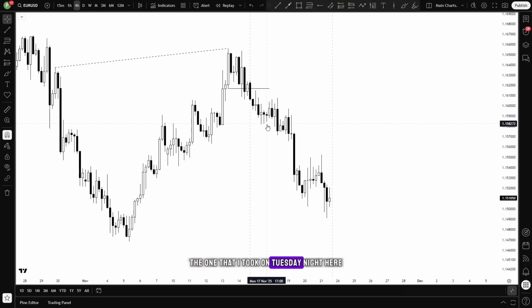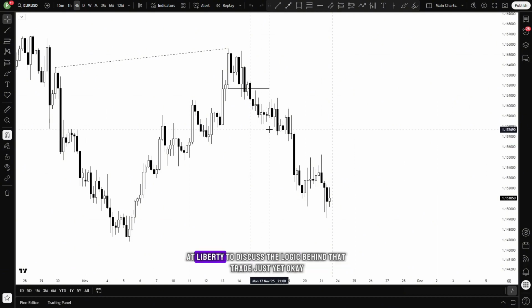The one that I took on Tuesday right here is a bit more nuanced, a bit more advanced, and I'm not really at liberty to discuss the logic behind that trade just yet. Okay, so I'm going to skip that for now. But the rest of them, let's get into them.